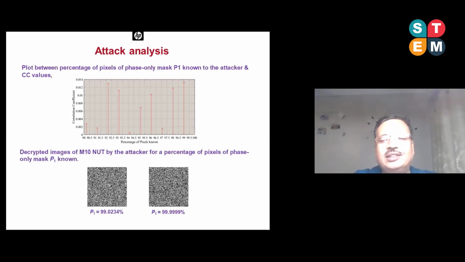And this is what you can see, the images decrypted by the attacker for a percentage of pixels of phase only mask P1 known. So even if 99% is known, it cannot be decrypted. So this shows the strength of this crypto system.